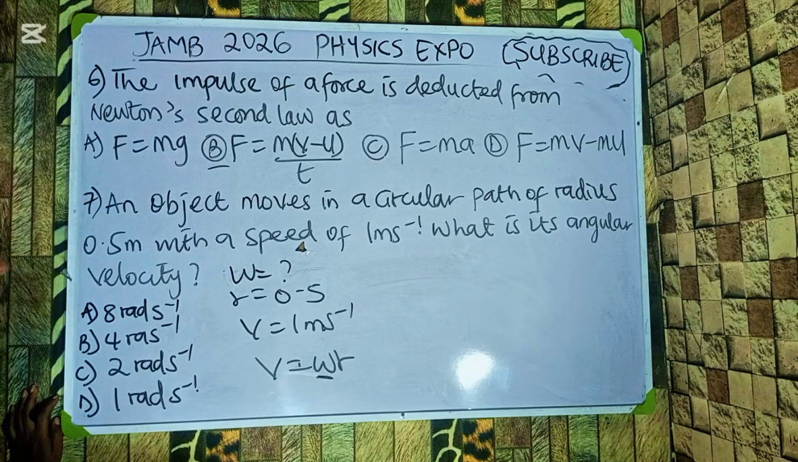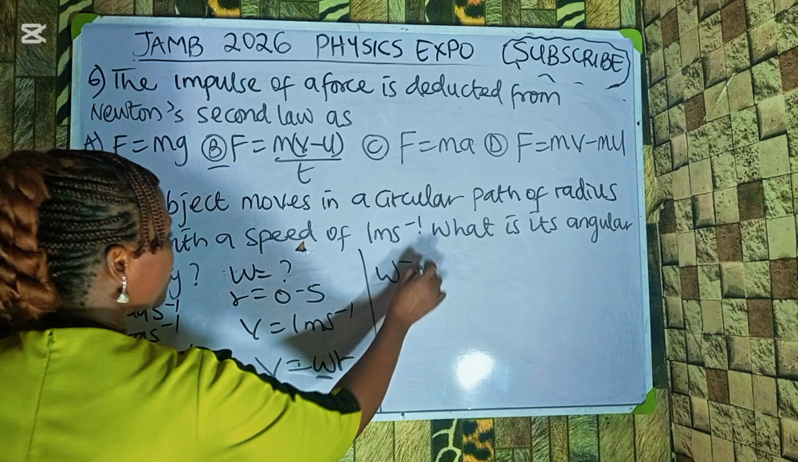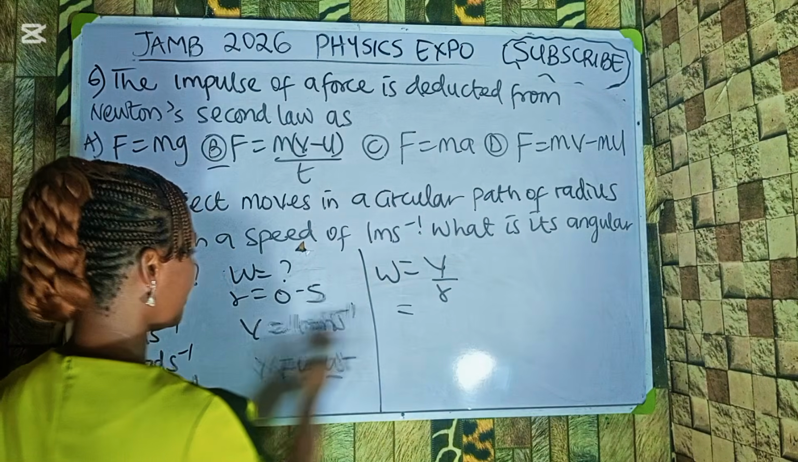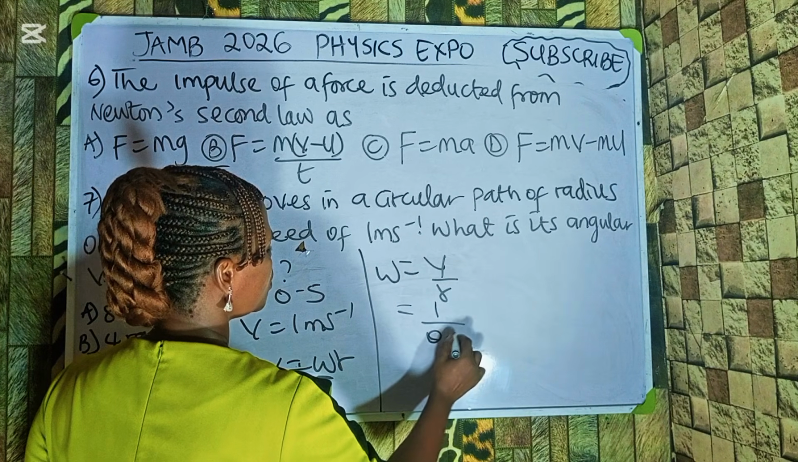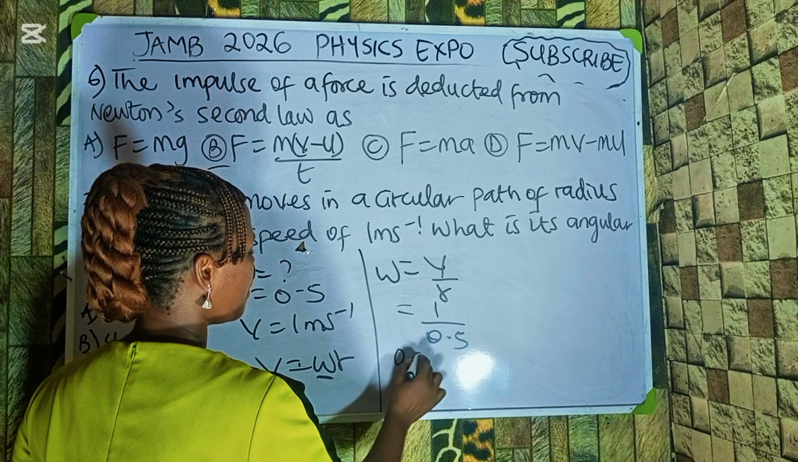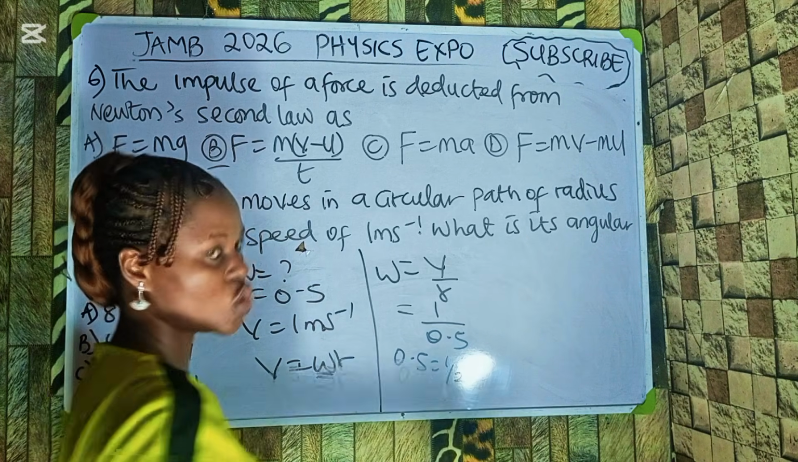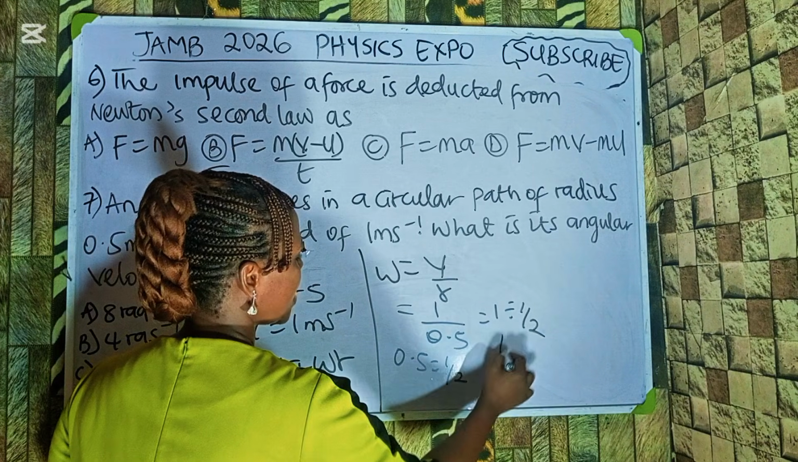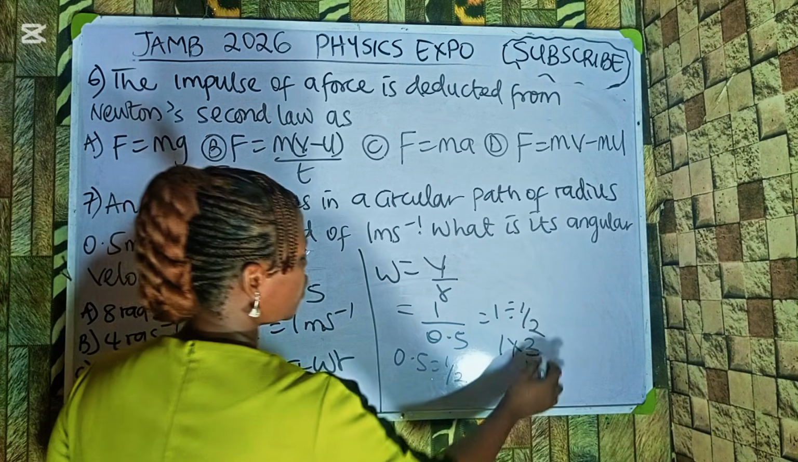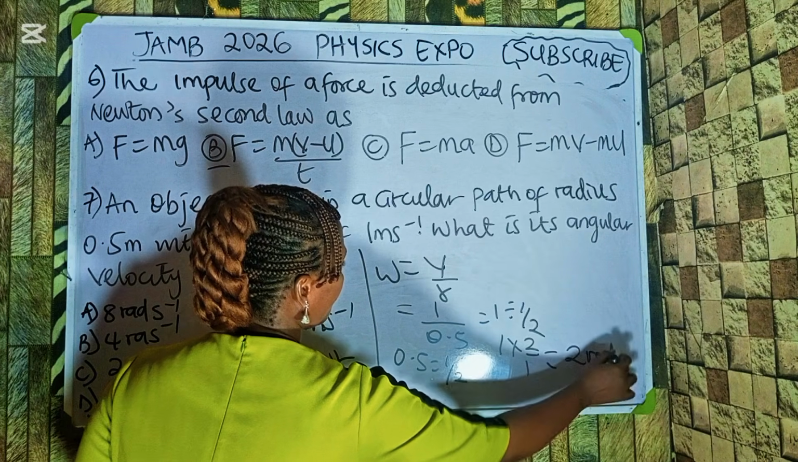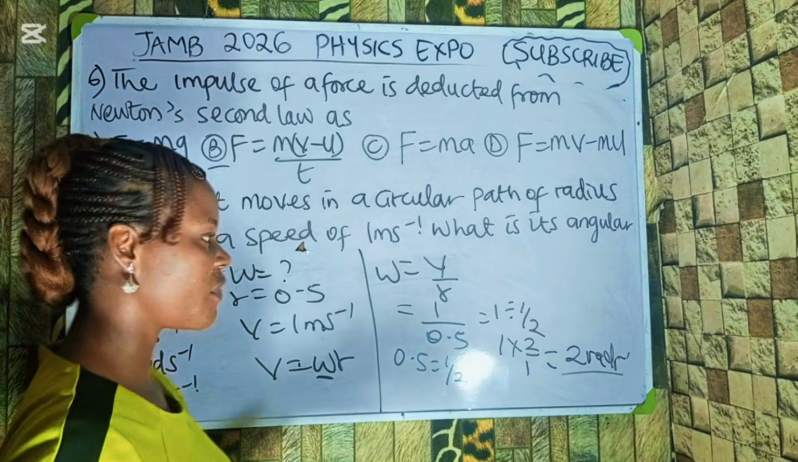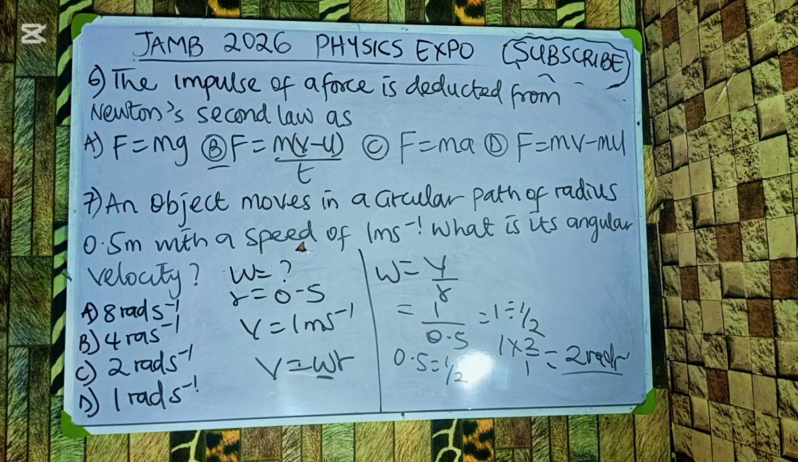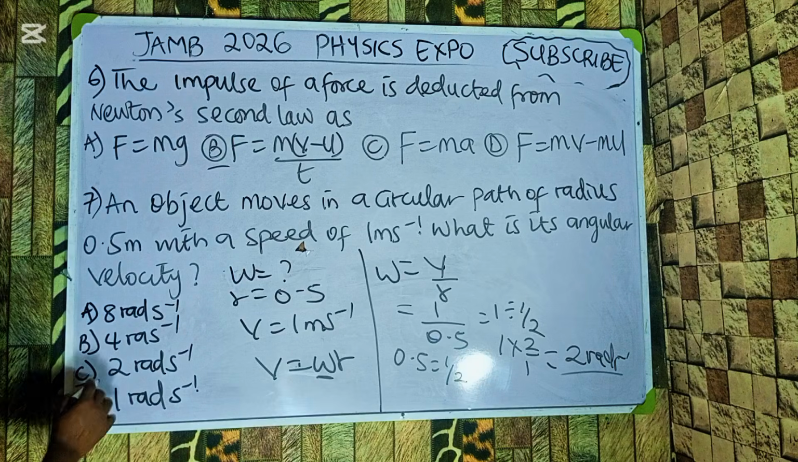Now making this the subject, I'm going to have that omega is what? V over r, right? Now we can solve it by saying that my V is 1 divided by 0.5, right? We all know that 0.5 is the same thing as 1 over 2. Now this is the same thing as 1 divided by 1 over 2, which is the same thing as 1 times 2 over 1, which is going to give me 2 radian per second. Okay, now this is how to solve it. If you are given such a question like this, we can solve it this way. What we've gotten so far, the correct option to this question is option C.